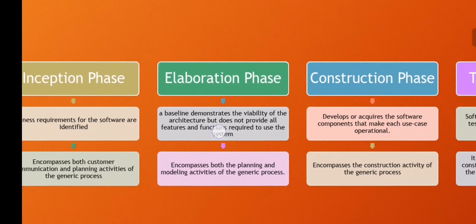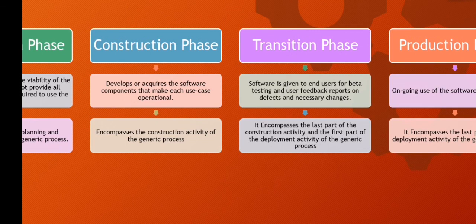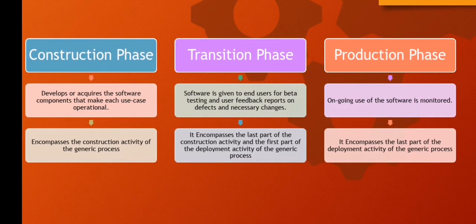Let me move the screen. Now, the construction phase develops or acquires the software components that make each use case operational. It encompasses construction activity of the generic process. The transition phase is next. Now, the transition phase is where software is given to end users for beta testing and user feedback reports on defects and necessary changes.